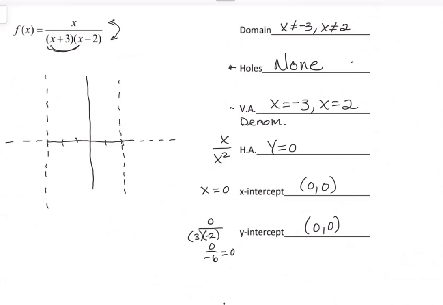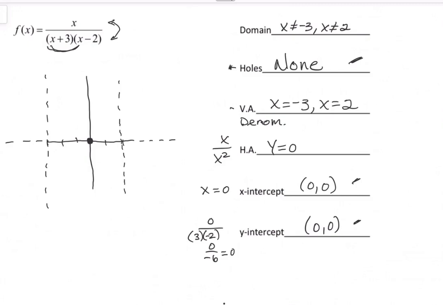Now the next thing I want to do are plot any points. So there are no holes, but I do have an x and a y-intercept both located at 0, 0. So the fact that I only have that one point is not the best thing for me, because that means I've got a lot of points I need to find in order to figure out where all of my branches and where my pieces of my graph in between the asymptotes are. So let's just start left and work our way right.